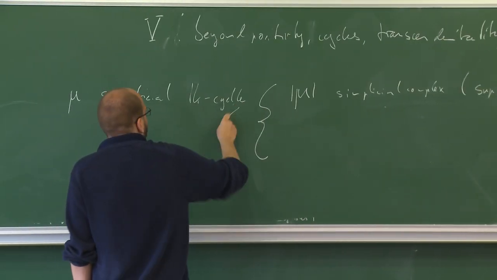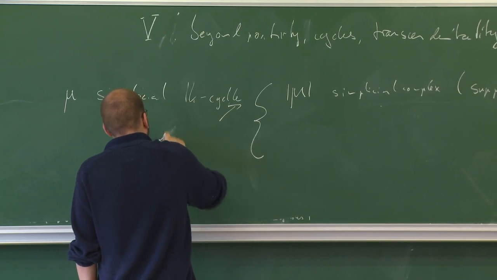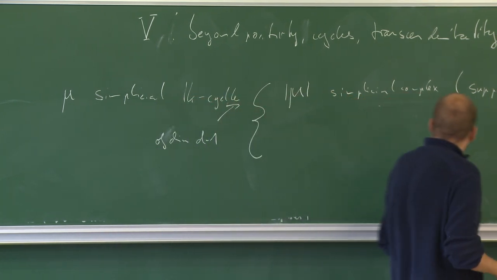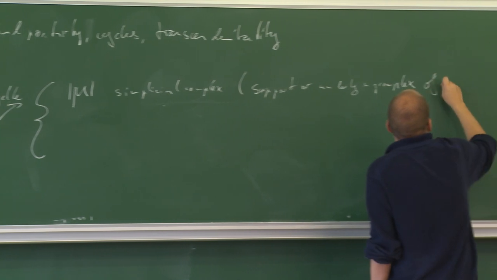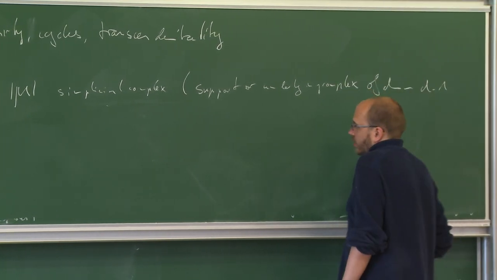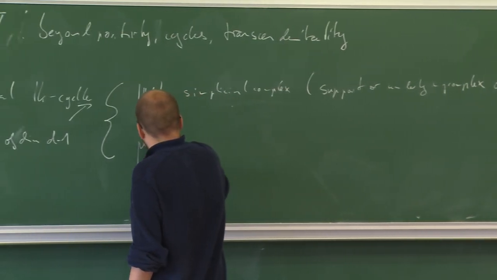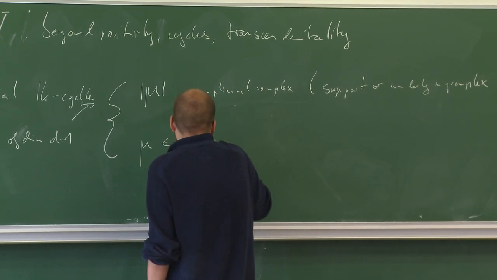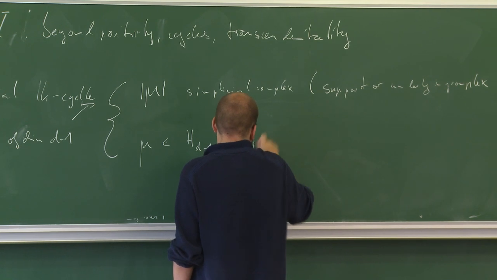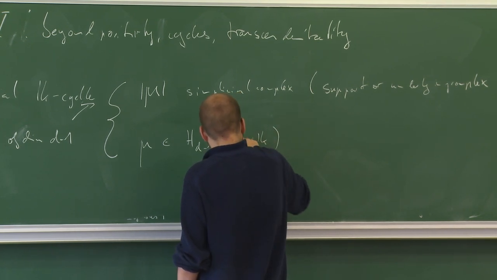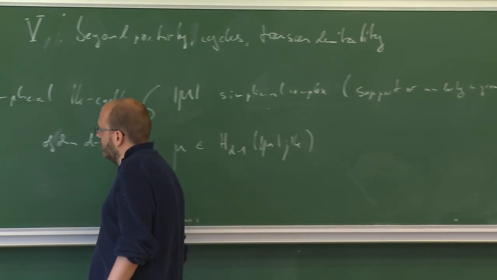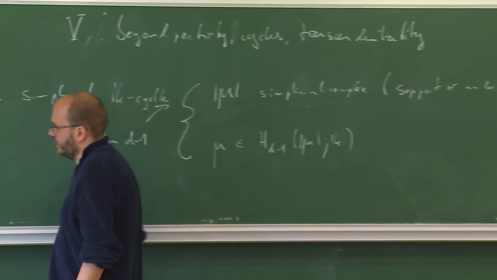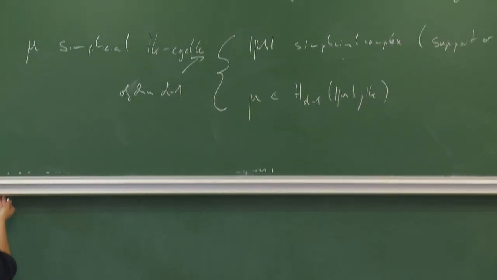Let me specify the dimension here, for simplicity, of dimension d minus 1. And I have mu, the underlying complex, and this is also of dimension d minus 1. And then mu is an element in the homology in dimension d minus 1 with k coefficients of this underlying set, of this complex. And this is what I call, for me, a simplicial cycle.